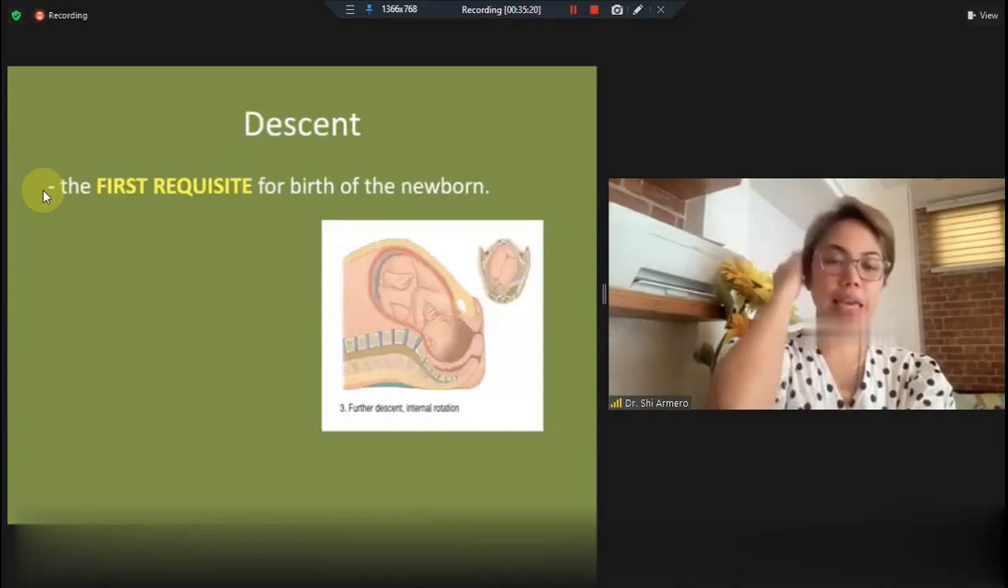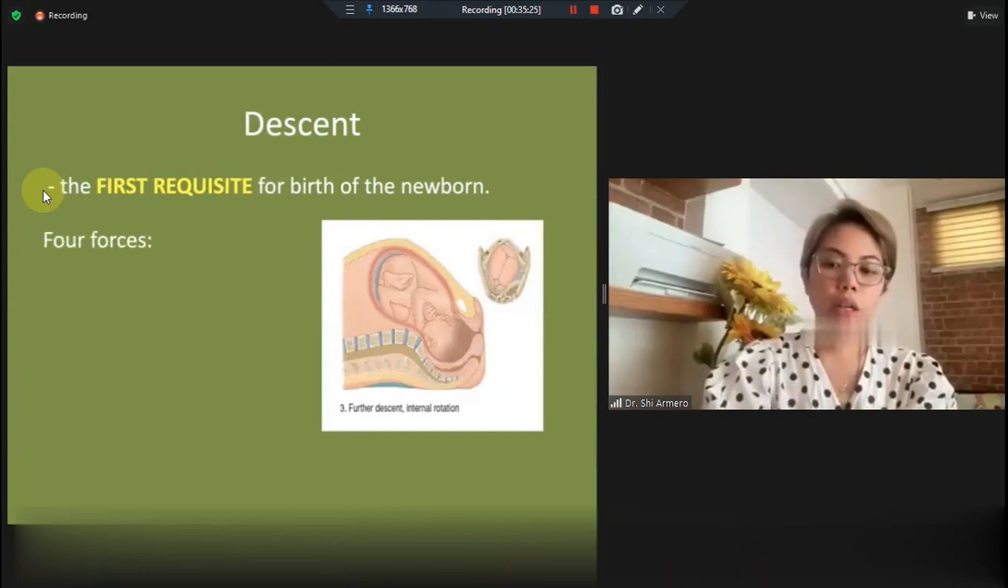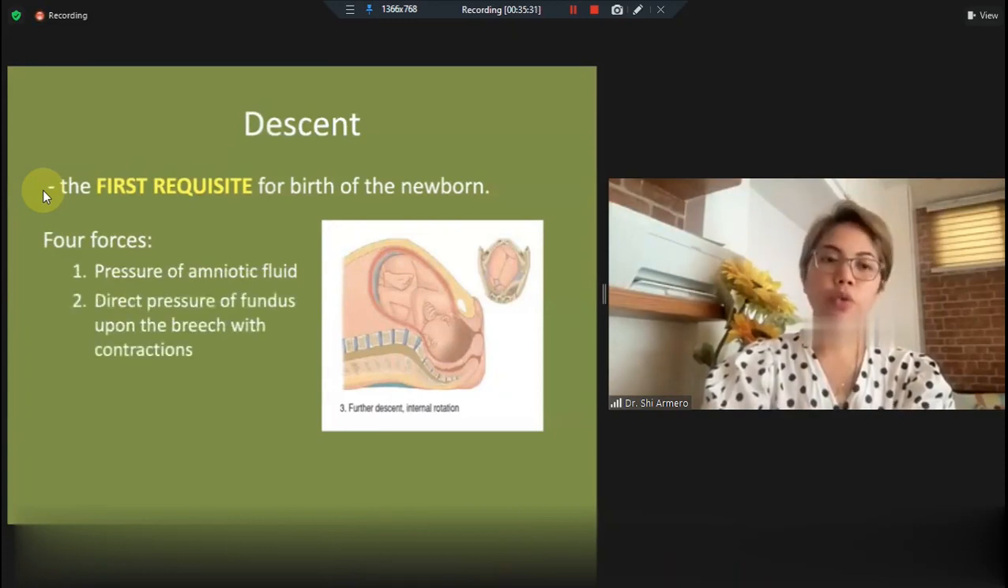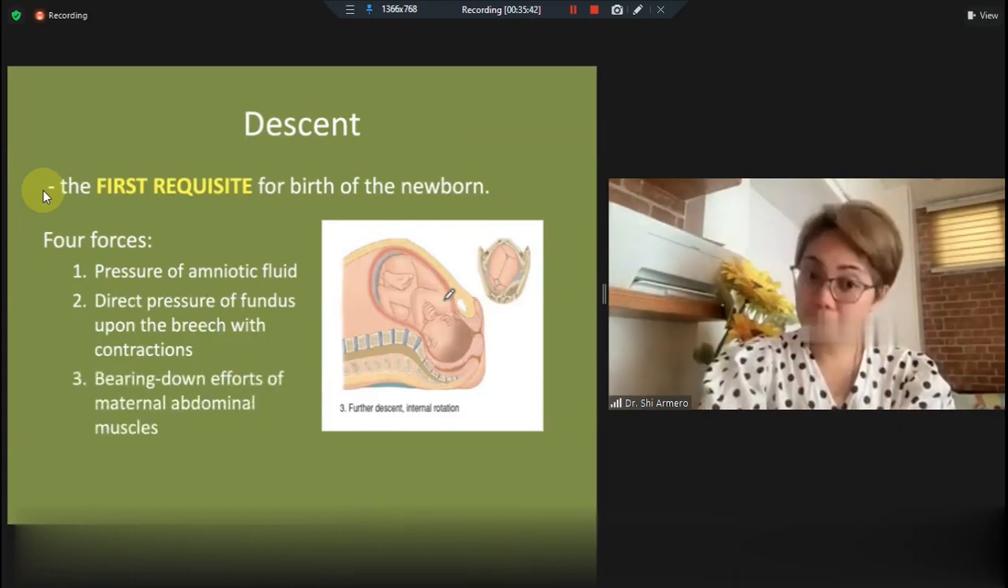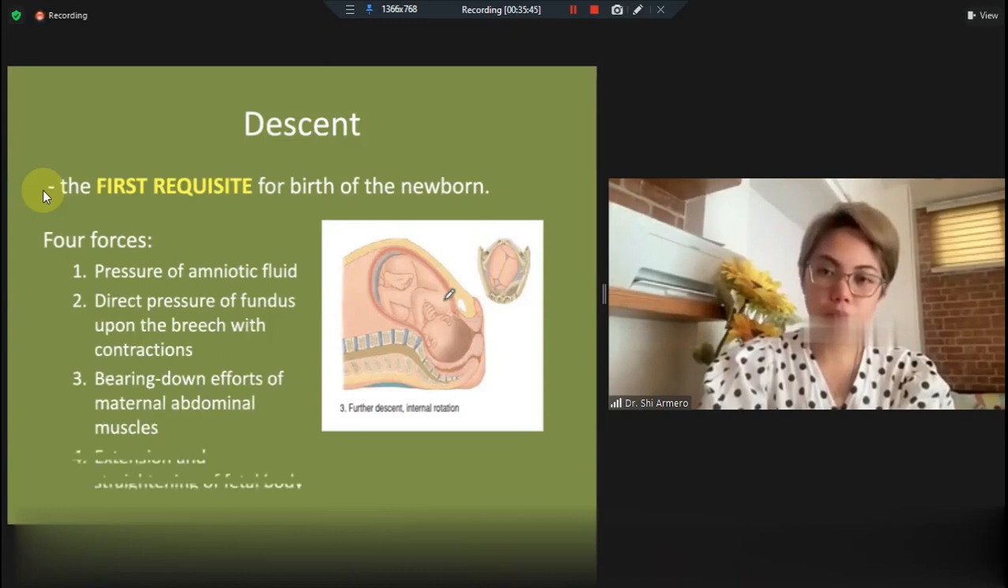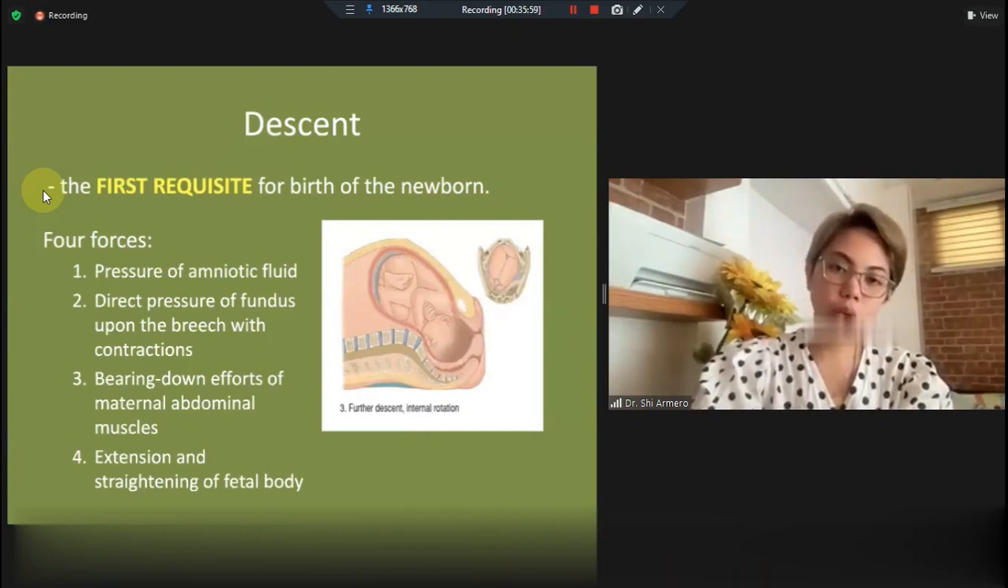Okay? Descent. Descent is the first requisite of birth of the newborn. It is affected by 4 forces: pressure of the amniotic fluid, direct pressure of the fundus upon the breech with contractions, because in this time there is regular, frequent, strong uterine contraction, bearing down effort of the maternal abdominal muscle, and extension and straightening of the fetal head. So as you can see, the biparietal diameter has really gone down lower, in comparison to engagement.